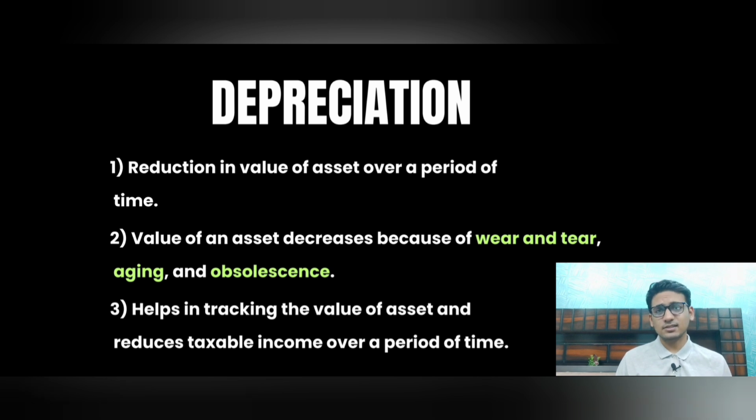Now let's understand in simple words what depreciation is. Depreciation is the reduction in the value of an asset over a period of time. There can be multiple reasons why the value of an asset decreases. It can be because of aging, wear and tear, or obsolescence. Obsolescence basically means when a product gets outdated or is no longer useful. And lastly, depreciation also helps in tracking the value of an asset, and it reduces the overall taxable income because depreciation is treated as an expense.